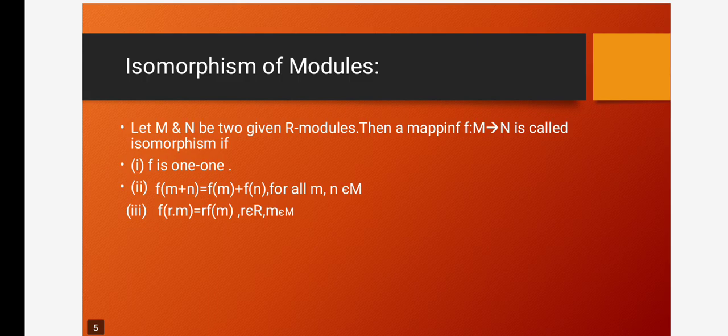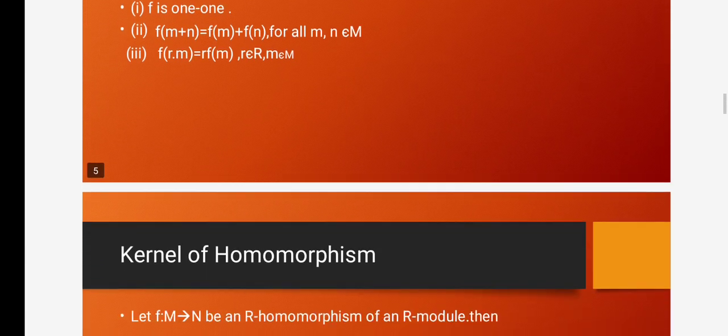Next, isomorphism of modules. f is a mapping from M to N, where M and N are R-modules. It is called an isomorphism if f is one-one and onto, and f is a homomorphism. In other words, f is one-one and onto, f of (m plus n) is equal to f of m plus f of n, and f of (r dot m) is equal to r f of m, where r is a member of the ring and m is a member of the module.